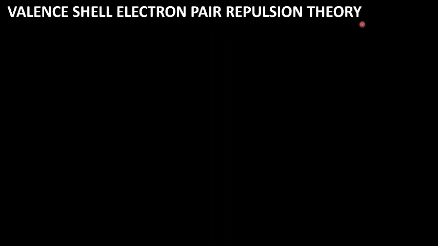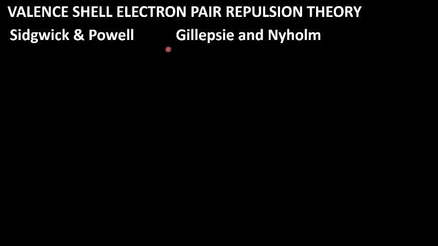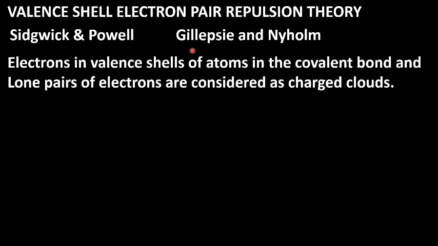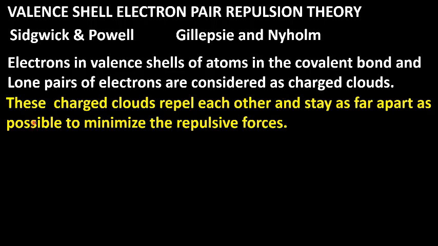Now let us discuss the important points in valence shell electron pair repulsion theory. This theory was proposed by Sidgwick and Powell and later developed by Gillespie and Nyholm. The important points here: electrons in the valence shell of atoms in the covalent bond and in lone pairs are considered as charged clouds that repel one another. These charged clouds repel each other and stay as far as possible to minimize the repulsive forces.